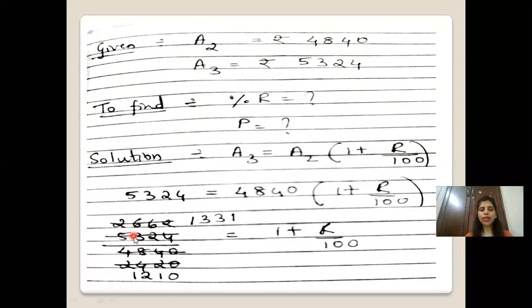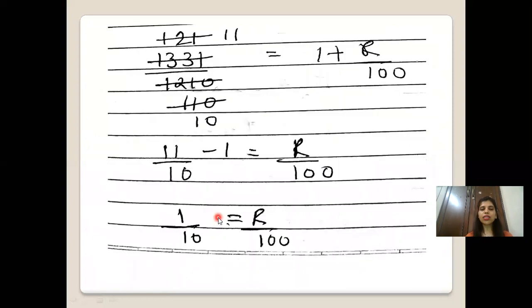So 2 twos are 4, 1 carry over, 2 sixes are 12, 1 carry over, 2 sixes are 12, 2 twos are 4. Now you have to divide the denominator also. 2 twos are 4, 2 fours are 8, 2 twos are 4, 0. Now you can see here it is 2 and here it is 0. That means again you can divide it with 2. So 2 ones are 2, 2 threes are 6, 2 threes are 6, 2 ones are 2. 2 ones are 2, 2 twos are 4, 2 ones are 2, 0. Now once you get 1331 and 1210, you can see here in the units place it is 1.